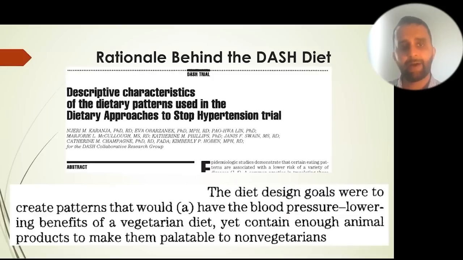And ultimately, researchers came up with an idea that perhaps we can modify the rise in blood pressure by the foods that we eat. And this ultimately led to the creation of the DASH diet. And in an obscure paper, the creators of the DASH diet actually wrote their rationale for it. They write that the diet was designed to have the blood pressure lowering effects of a vegetarian diet, yet contain enough animal products to make them palatable to non-vegetarians.